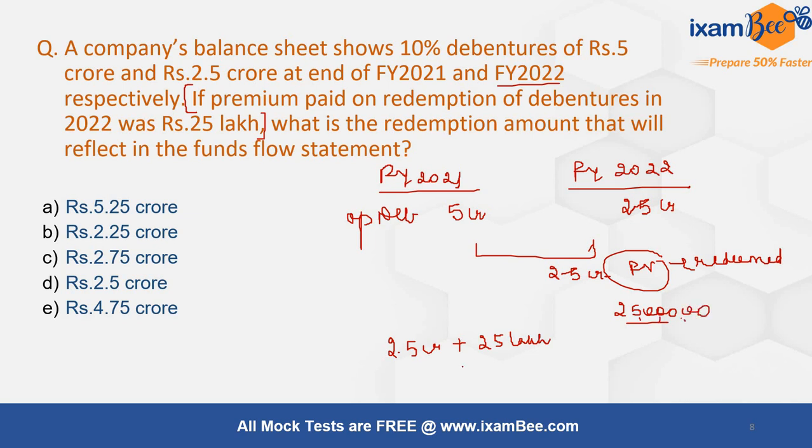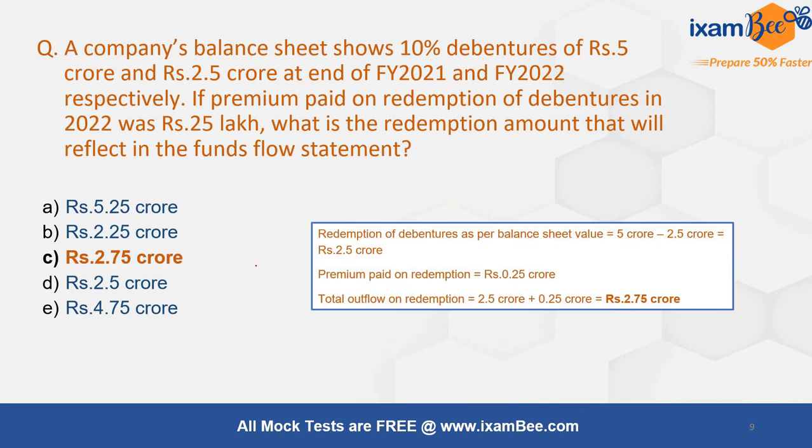So that means in total, you have paid 2.75 crore to the debenture holders. So 2.75 crores is something that you've paid, and that is why it will be the redemption amount. So the balance sheet value is 2.5 crore which has been redeemed, but since the premium paid is also 0.25 crore or 25 lakh, the total outflow will be 2.75 crores.